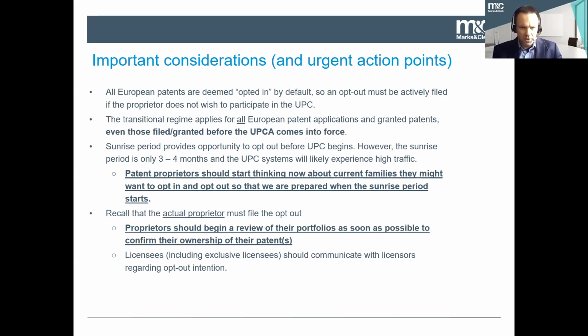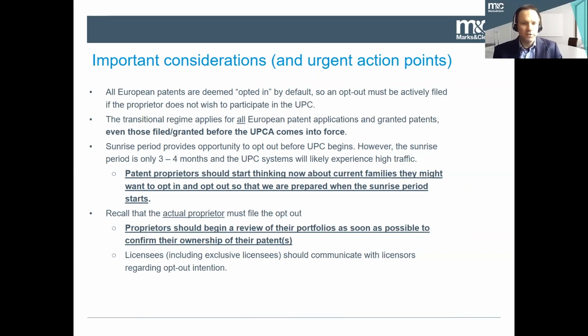Now, the second point here is that the opt-out must be filed and can only be filed by the true proprietor of the patent. What that means really is 2 things. First of all, the registered proprietor may well not be the true proprietor. I think we're all aware of situations where the register does not accurately reflect the true proprietor of a patent. Now, if you were to consider a situation where the incorrect proprietor requests an opt-out, then that opt-out very simply can be invalid.